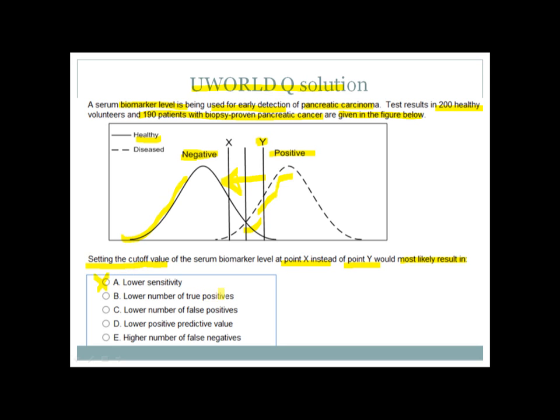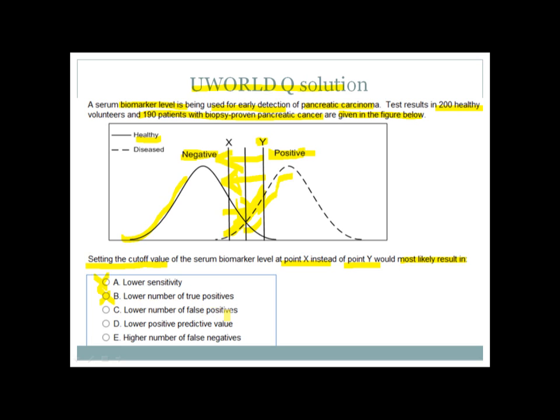Lower number of true positives, that's also false, because when we set the cutoff value from here to here, the number of people with positive test result will increase, because you see that this graph will lie to the right of the cutoff value, so the positive test results will be increased. So true positives will be increased. The lower number of true positives is false.